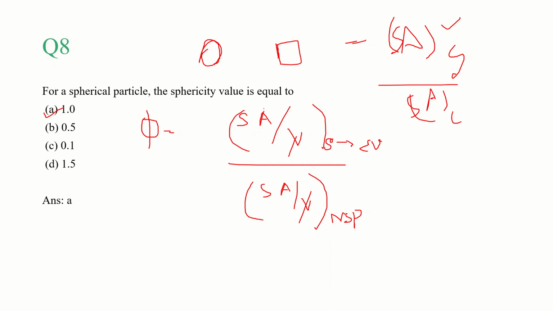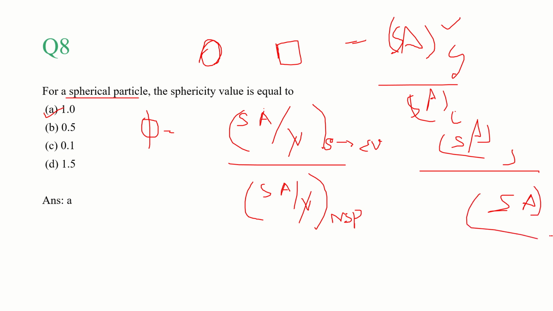But for this question, the question asked is for a spherical particle, what is the sphericity value? Here also, what comes is the surface area of the sphere by the surface area of the sphere, because both are the same particle, so it is 1. Did you get that actually?